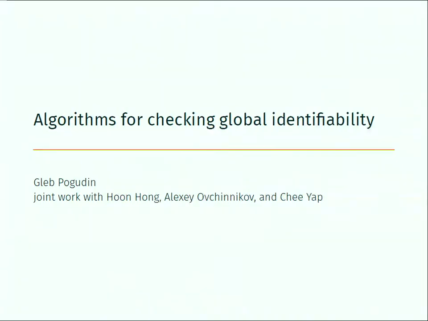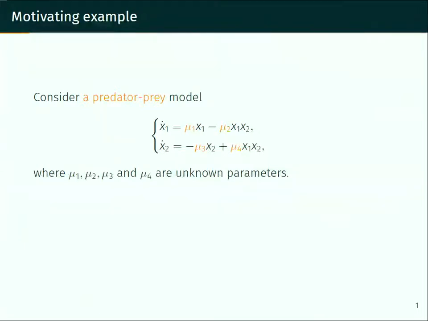Okay, so today I'm going to speak about checking global identifiability. This is joint work with Hong Kong, Alexey Ovchinnikov, and Chia. Before I introduce identifiability itself, let me show you one example of a biological model. This is a predator-prey model. So what does it mean? It means that you have a forest, there are rabbits and wolves, and there are some natural interactions between them. And how is this model constructed?